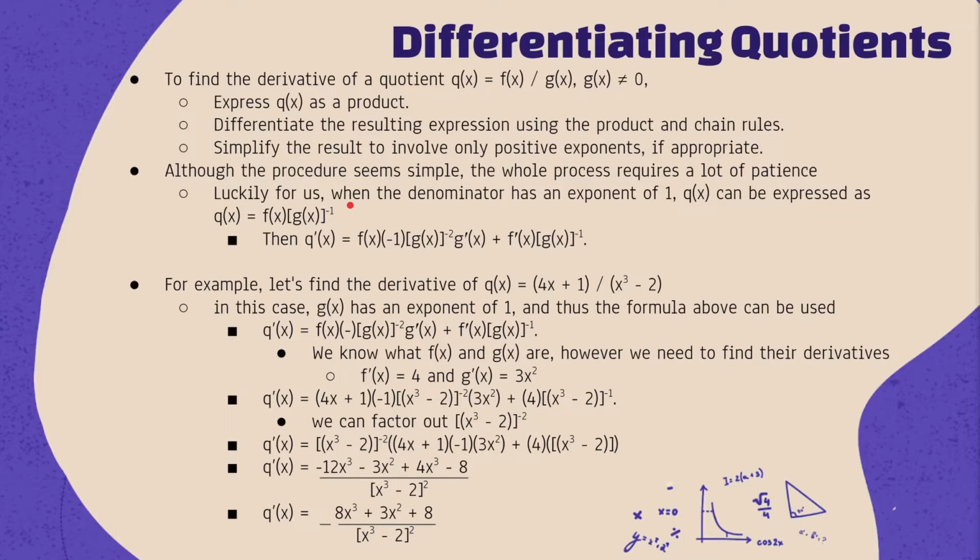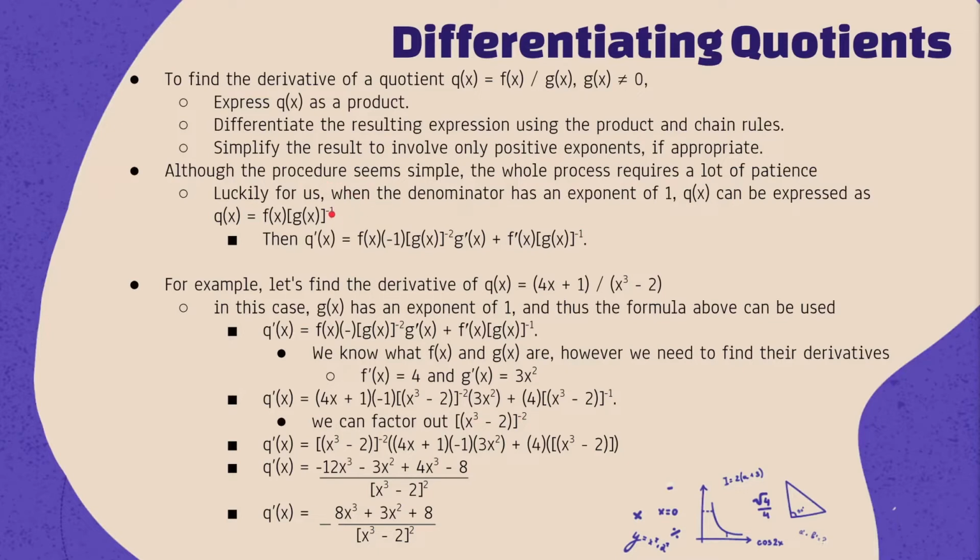Then to find the derivative of q of x, we would actually need to use this expression here. In case you're wondering where this expression came from, well, this is actually the product rule and the chain rule put together. As you can see, this is a product of 2 functions. So we have f of x times the derivative of g of x to the power of negative 1, and then f prime of x times g of x to the power of negative 1, right? Since we know what those 2 are, we could put them down. However, the derivative of g of x to the power of negative 1 would require us to use the power rule, and also the chain rule.